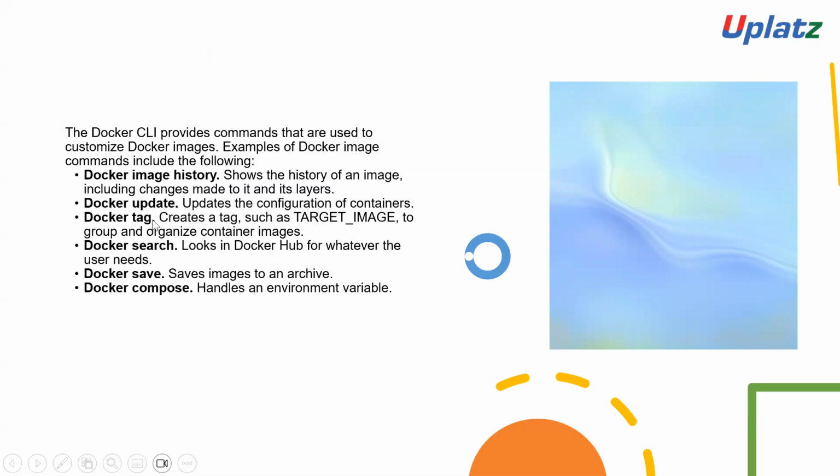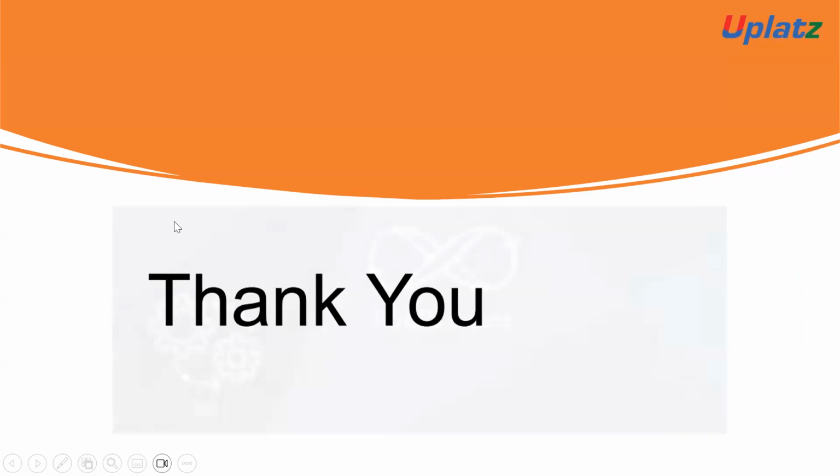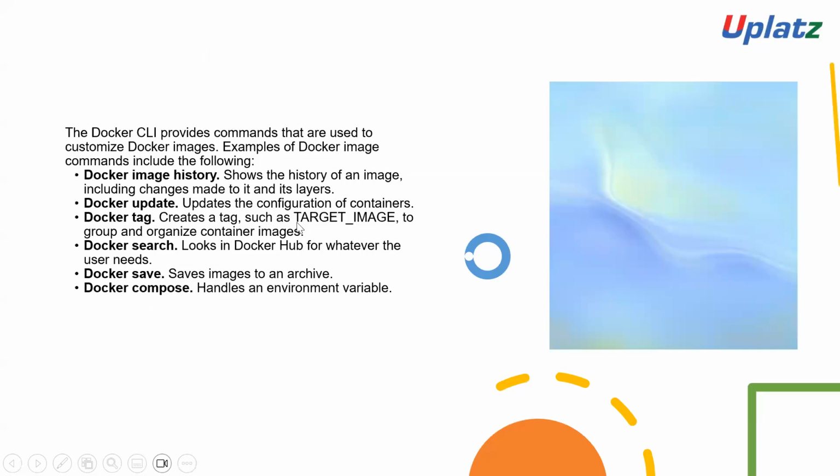Docker tag is for tagging, which means saving it as another image name. Docker search goes to Docker Hub and searches whether your image is there or not. Docker save command will save it. And Docker Compose we will study in the next session, as it handles the environment very well. Okay.